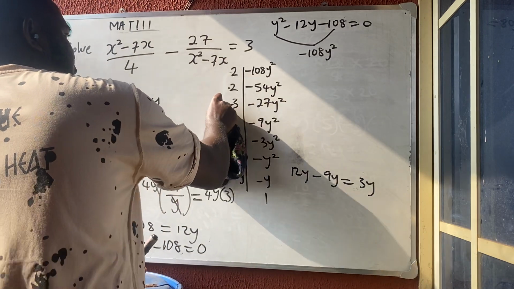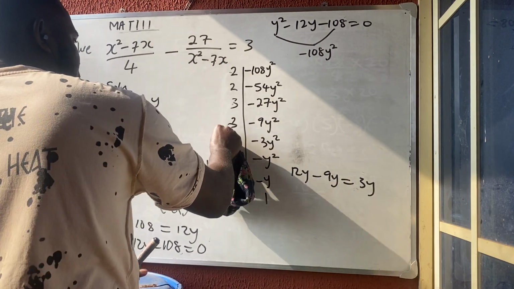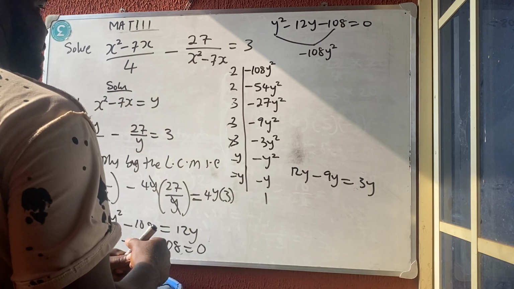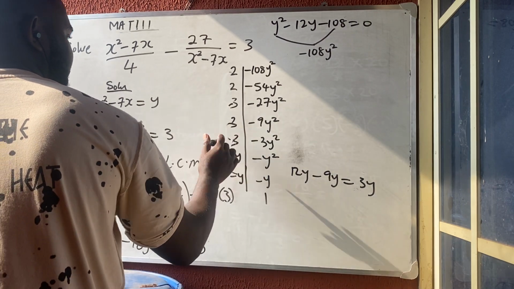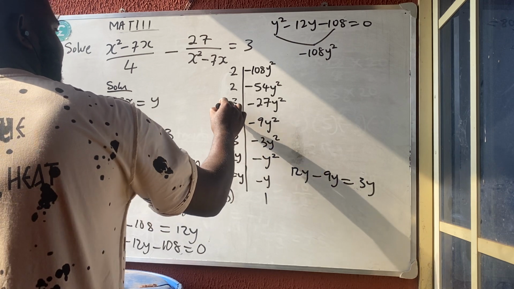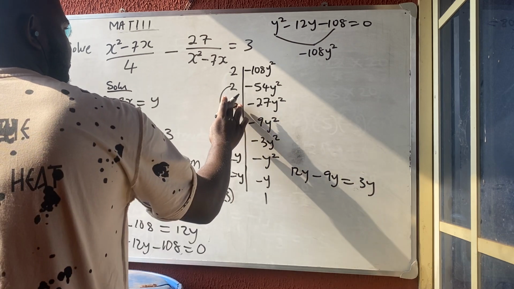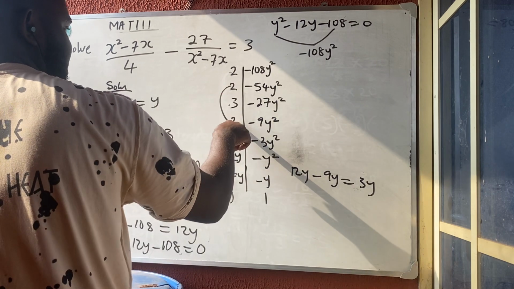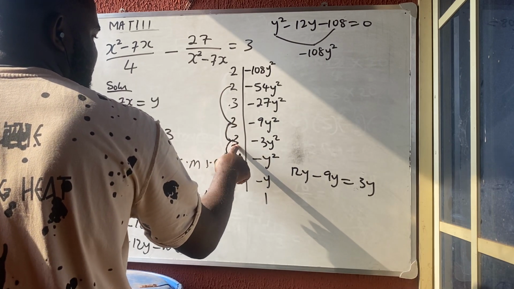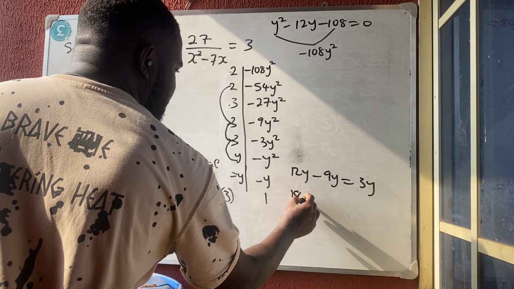So let me look for another group. If I say 3 times 3, 9, 9 times 2 is 18, 18 and y. So let's check it. 2 times 3, 6, 6 times 3, 18, 18 times y, I'm having 18y.